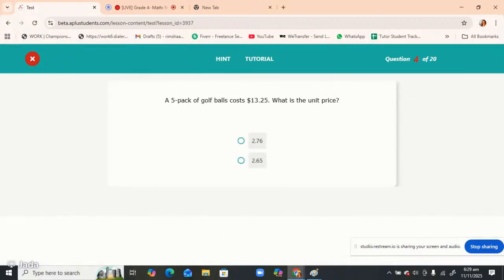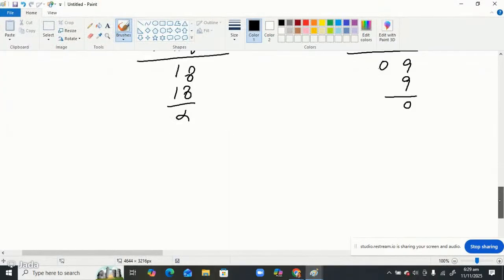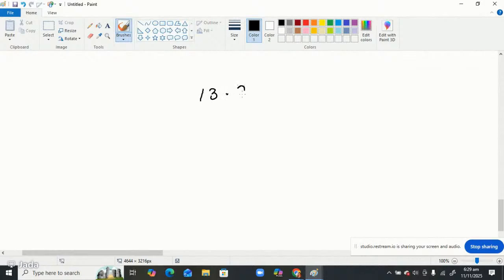A 5 pack of golf balls costs 13.25. What is the unit price? 13.25 divided by 5. So tell me, which number is equal to 15? 5 times which number? 5 times 2 is 10, because 5 times 3 is 15. That is bigger. 13 minus 10 is 3.